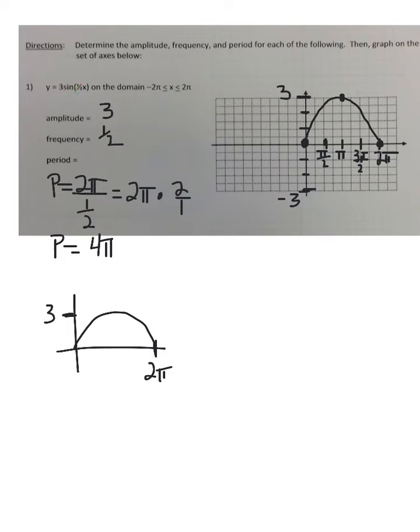Okay, now let's address the domain that they gave us right here. So what they want us doing is they want us drawing the graph from negative 2 pi all the way up to positive 2 pi. Well, I only have from 0 to 2 pi, so I need more over here. So remember, this is a wave, so I'm going to continue going like this and then like that. Okay, so why don't you see if you can draw that left-hand side? Pause me and do that.